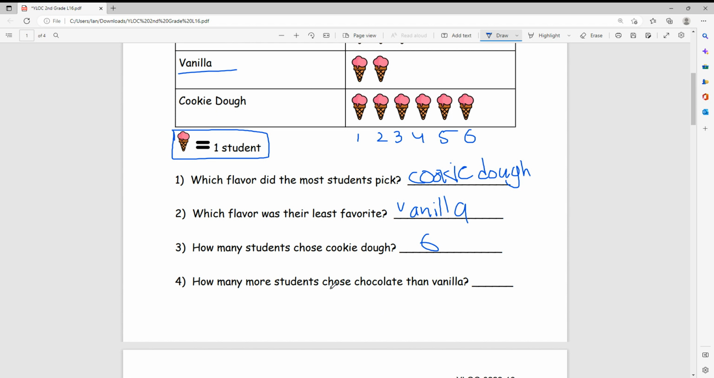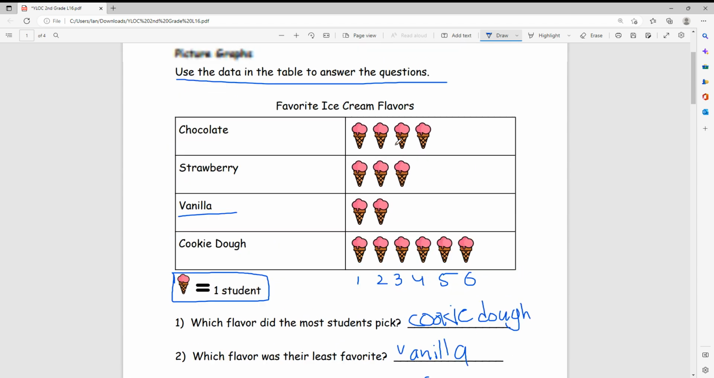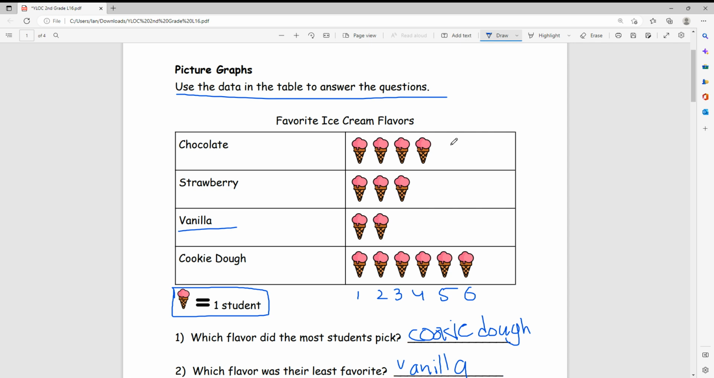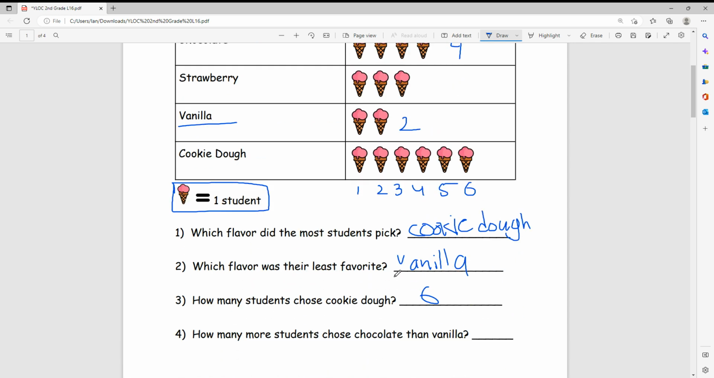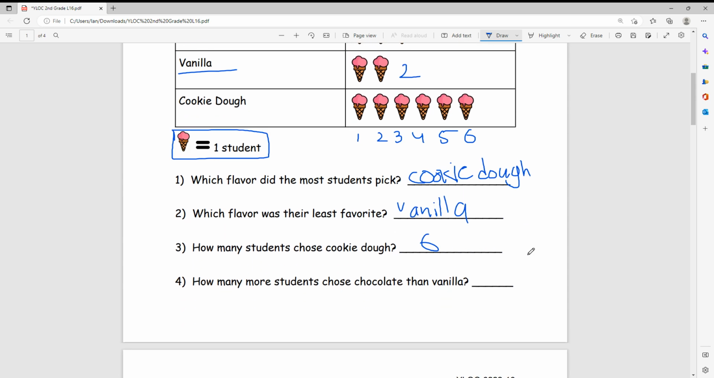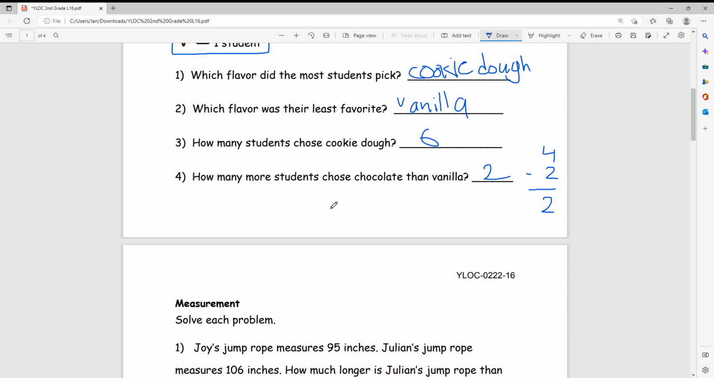And how many more students chose chocolate than vanilla? Chocolate has four ice creams and vanilla has two. It's asking how many more chose chocolate than vanilla, so we're going to do subtraction. 4 minus 2 just equals 2. So our answer is 2 here.